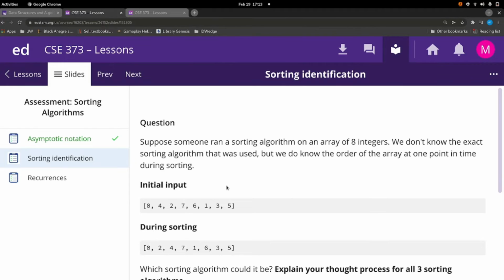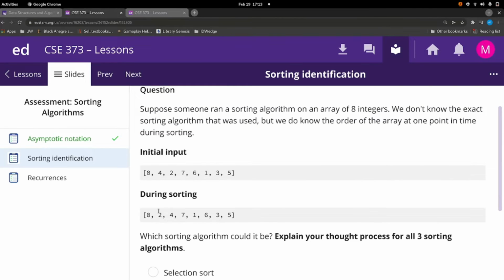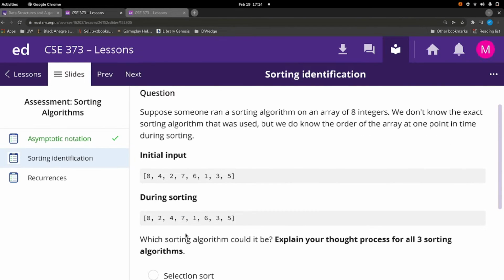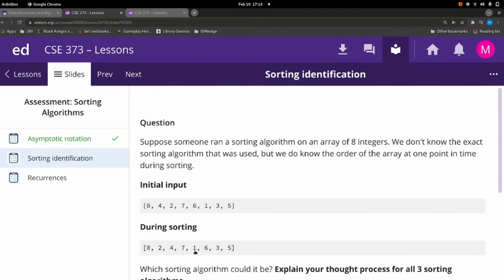Okay, so suppose someone ran a sorting algorithm on an array of 8 integers. We don't know the exact sorting algorithm that was used, but we do know the order of the array at one point in time during sorting. So the initial input is this, and during sorting it is this, and it can be either selection sort, insertion sort, or merge sort. So we can try each one out.